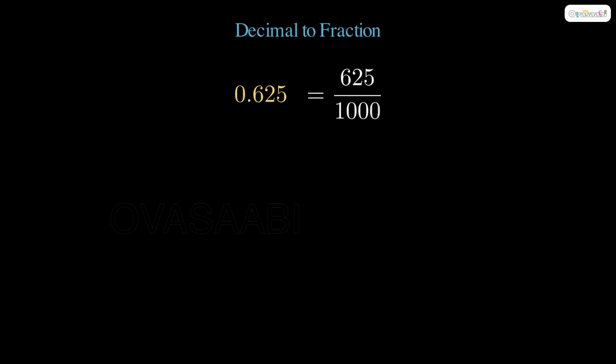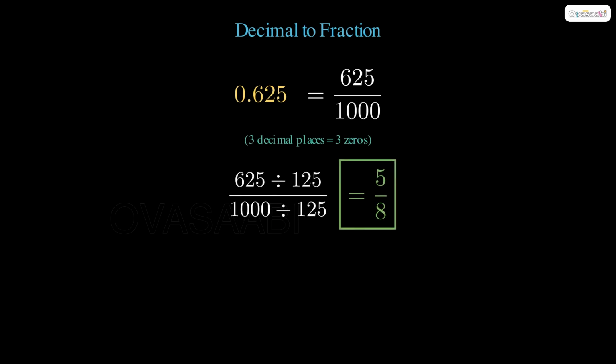To convert a decimal back, write it over 1 followed by zeros. 0.625 becomes 625 over 1000. Then cancel common factors to get 5 over 8.